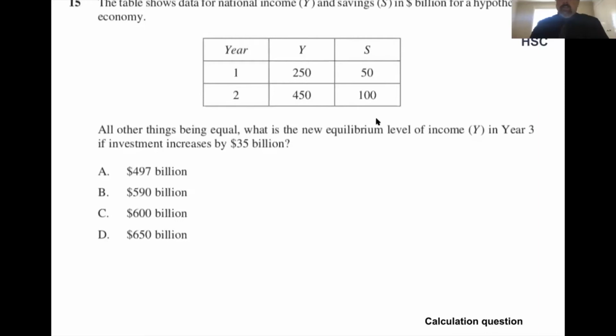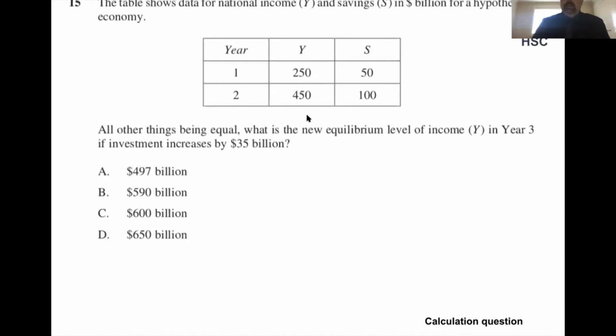Okay. So when you're looking at that, income, savings, consumption, etc., we go back to what we've learned, and we know that there's going to be a calculation. So we're looking at things like the multiplier and the effect of the multiplier. So when we read the question, all things being equal, what is the new equilibrium level of income Y in year 3? So basically, we need to calculate what that next increase is going to be.